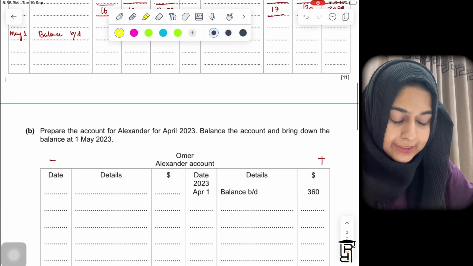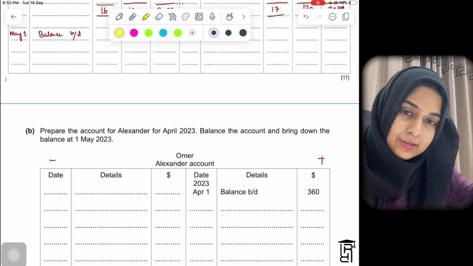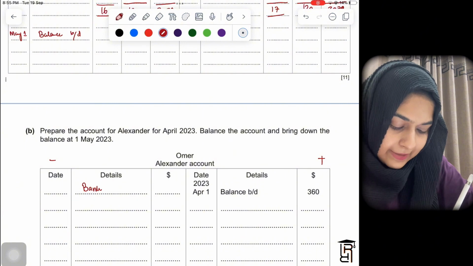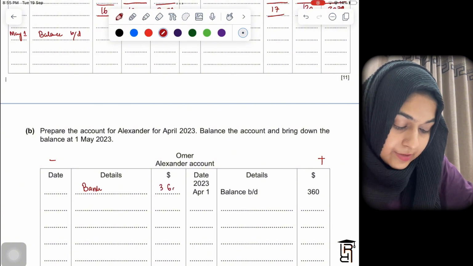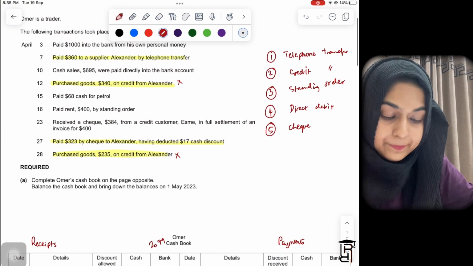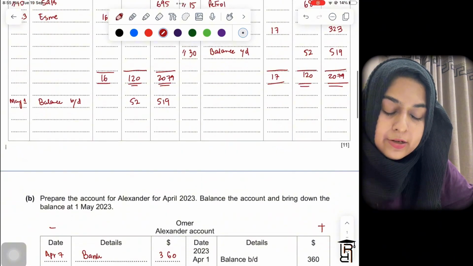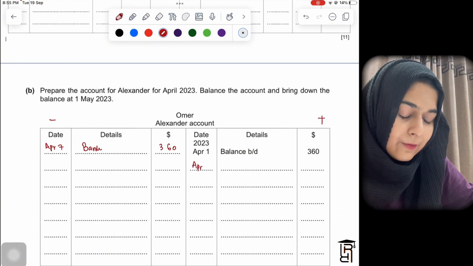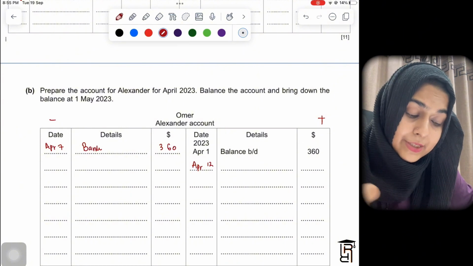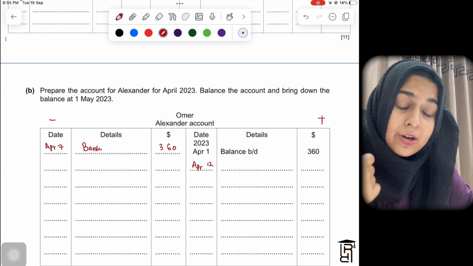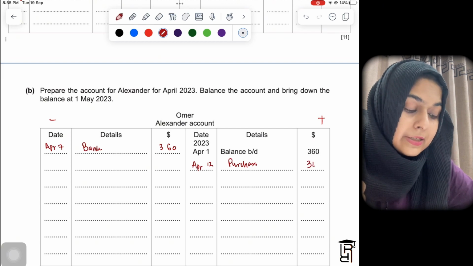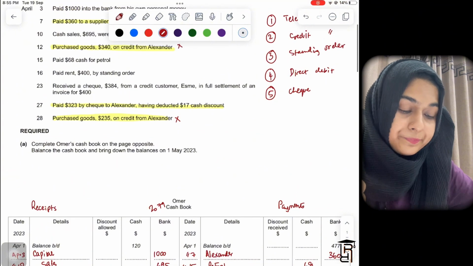April 7 was recorded on the credit side in the cash book, so it will be recorded on the debit side of Alexander's account. I'll write here bank and I'll write here 360, and this will be April 7. Then I'm purchasing goods from Alexander on credit, so I'll write here April 12 on the credit side. If you think of the double entry in this case, purchases is being debited, Alexander's account is being credited, so our liability towards Alexander is increasing. I'll write here purchases, and in the amount I'll write 340.